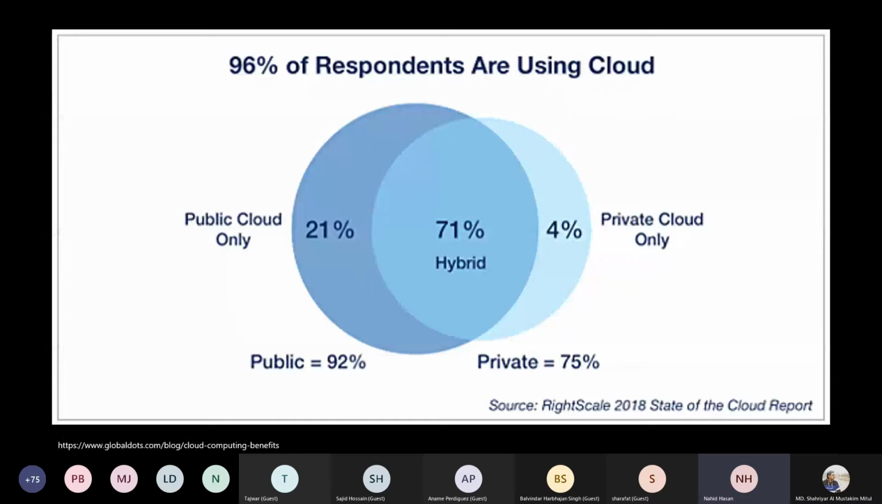Now, here is a graph showing which is more common. As I mentioned earlier, the hybrid cloud is the most common. You see, 71% of the cloud users are actually hybrid, 21% are completely public, and only 4% are private, because, well, true private cloud service is very, very expensive. Not a lot of organizations can actually do that.